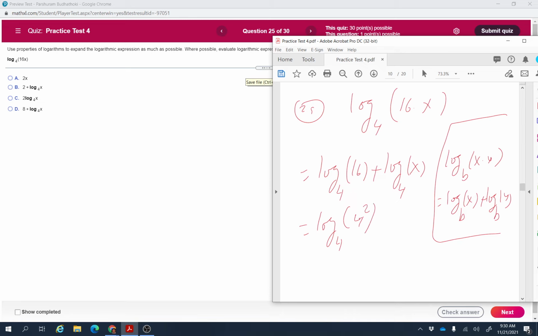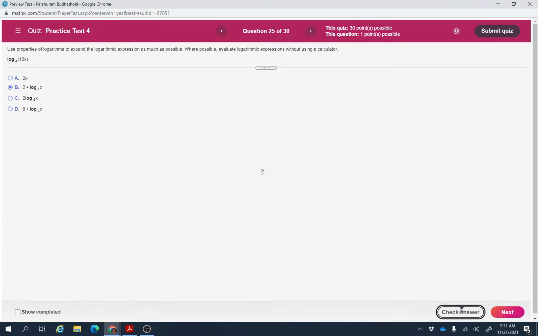Remember, 16 can be written as 4 squared, right? And there is another property of logs which says if there is a log base b of b to the power x, the answer should be x. So log base 4 of 4 squared is 2, plus log base 4 of x. So 2 plus log base 4 of x, that is your answer.